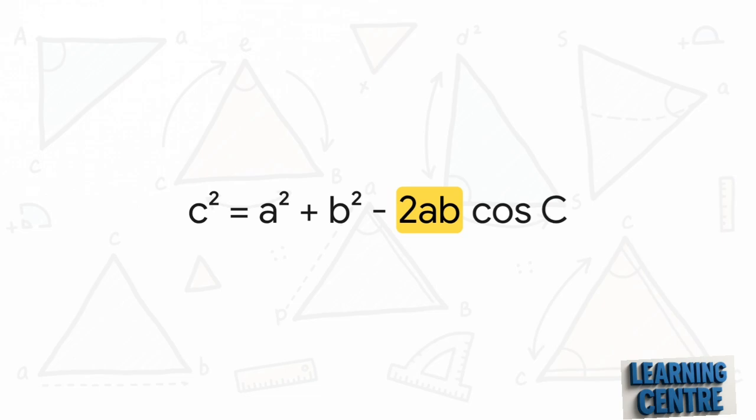Now, take a really close look at this. Notice how the base formula starts off looking incredibly familiar? c squared equals a squared plus b squared. I mean, that's just the Pythagorean theorem, right? But then we tack on that crucial subtraction at the end, minus 2ab cosine C. That little adjustment at the tail end, that's the magic. That's what allows this formula to stretch and bend to fit any triangle, not just the right-angled ones.